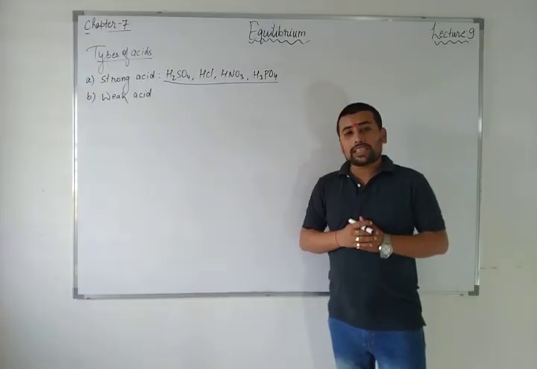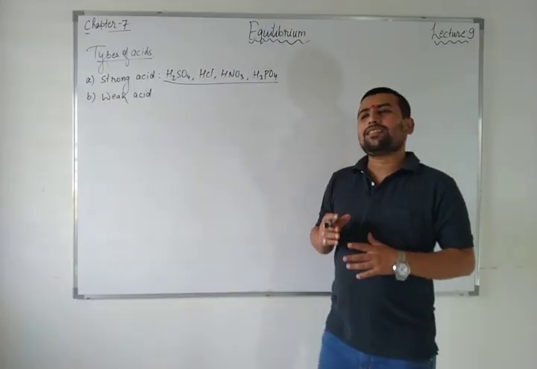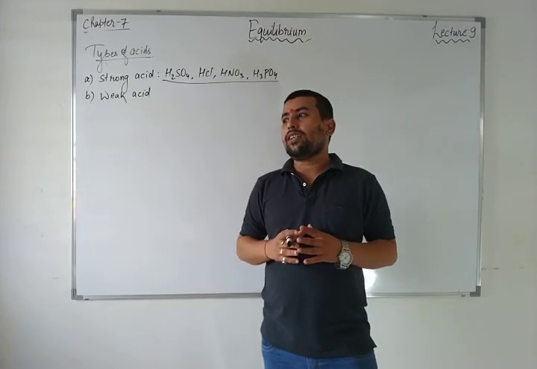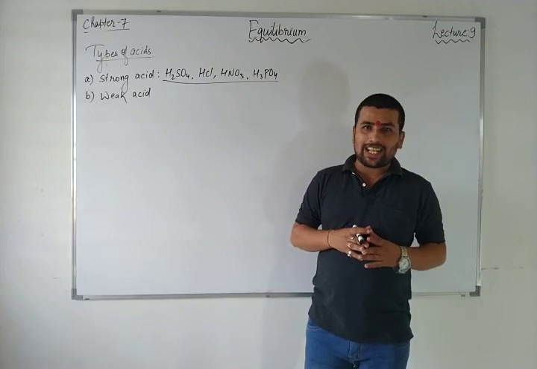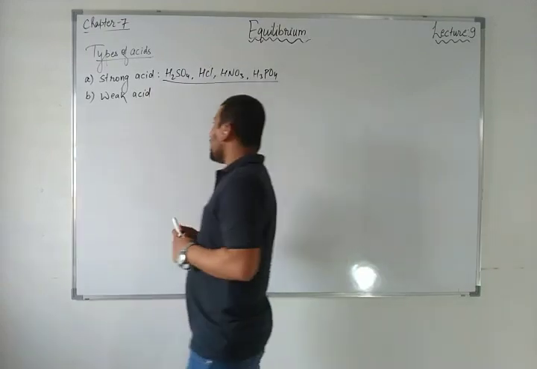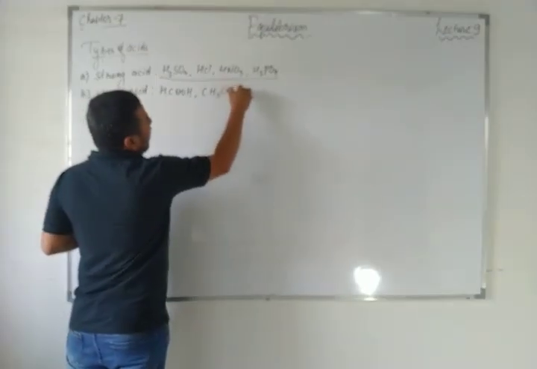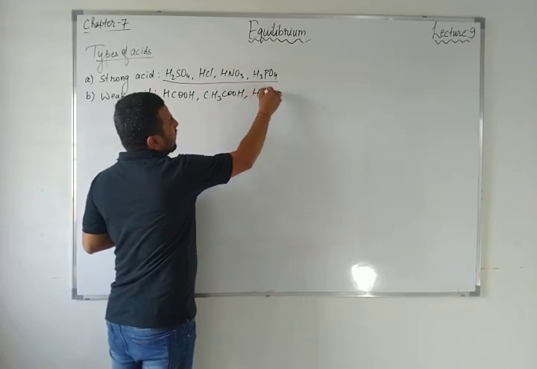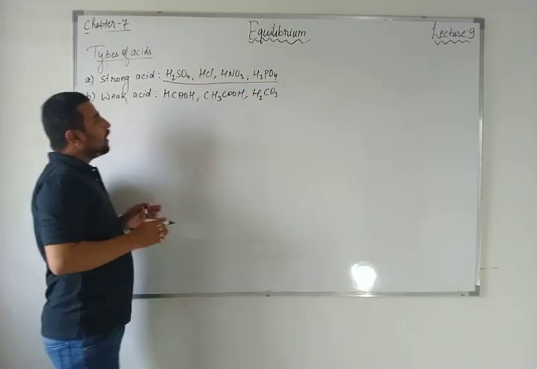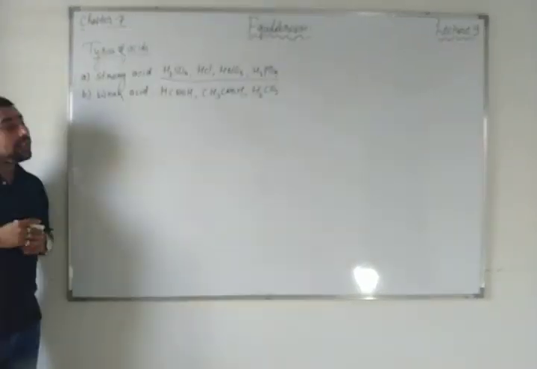Now what about the weak acid? A weak acid will dissociate its hydrogen ion with difficulty. Generally all the organic acids are weak acids. Acetic acid, formic acid, which is especially found in ants, and acetic acid, which is found in vinegar. You know very well all the organic acids are weak acids. Carbonic acid is found in fizzy drinks. So all these acids are weak acids.